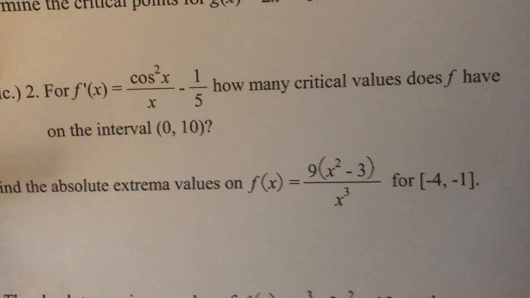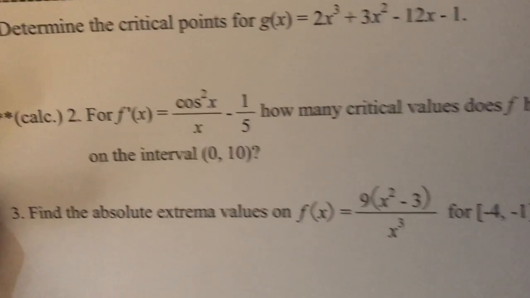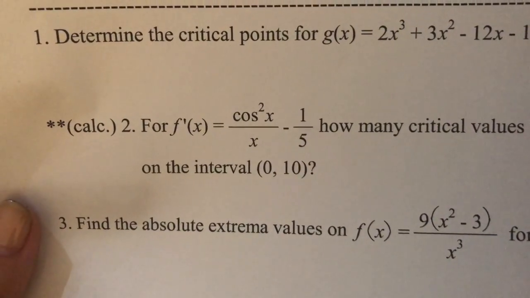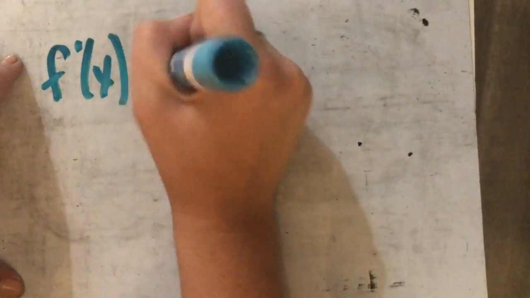And it says how many critical values. So it actually doesn't really care what they are. And this is a calculator question. So I'm going to show you a trick. Okay. So remember that for critical values, we want f prime of x, which they give us, to be equal to 0.